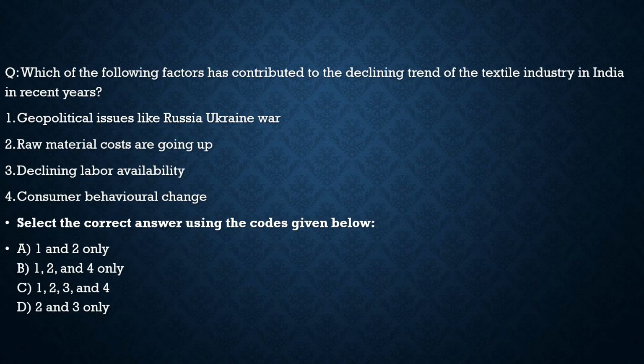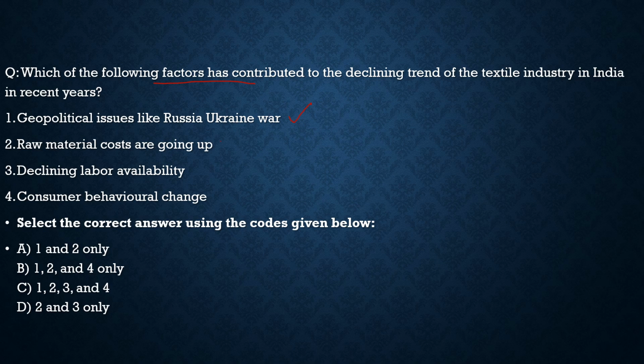Here the first question is about... let us see what the question says. It says, which of the following factors has contributed to the declining trend of the textile industry in India in recent years? The first statement, geopolitical issues like the Russia-Ukraine war, 100% correct. That has led to the declining trend of the textile industry. Second, raw material costs are going up, 100% correct. Nothing wrong with this statement.